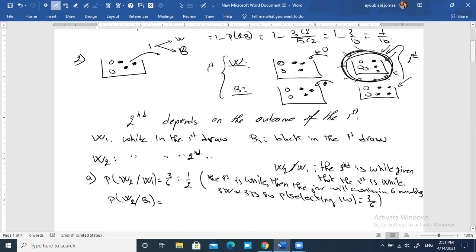W2 given that B1: after the same question, we want the second one to be white, but under the condition that the first one is black. Under the condition that the first one is black, what will be the probability? Nancy, can you answer?